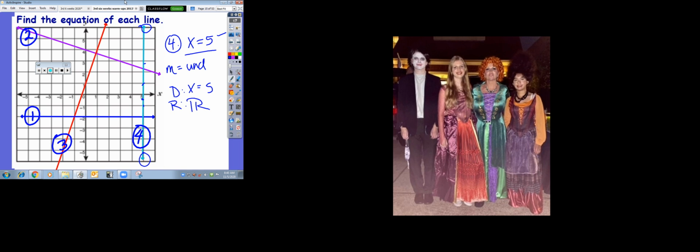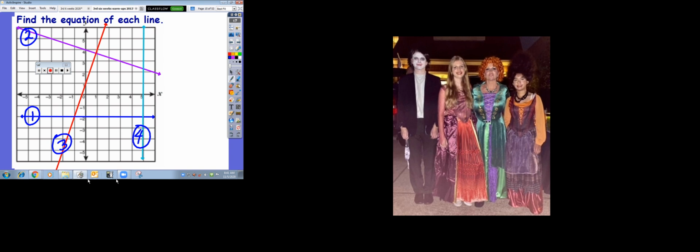Okay, so there's a nice little review for finding the equation of a line. Of course, we just wrote it in slope-intercept. What else could you do if I asked you to? Standard and point slope. Very good. But I'm not going to make you do that. I want to get on with systems of equations.